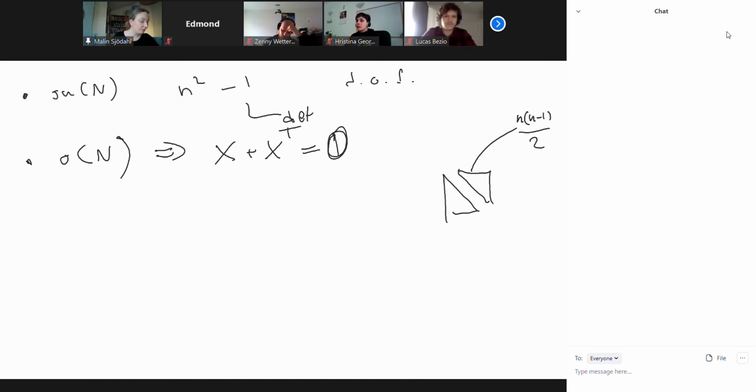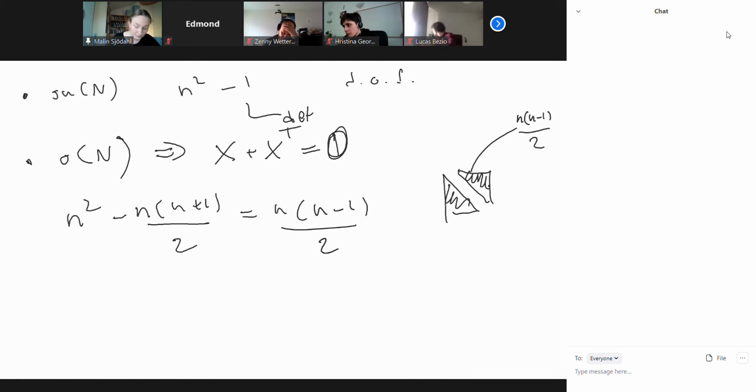Okay, so then we subtract degrees of freedom as we did before. We start with n squared. Then, given the upper triangle, the lower triangle is known. So that removes n times (n plus 1) over 2 degrees of freedom. Collecting this, we have n times (n minus 1) over 2 for the orthogonal group.